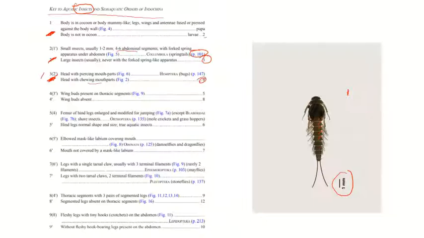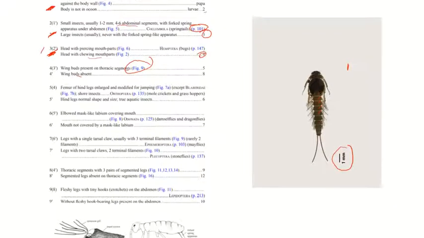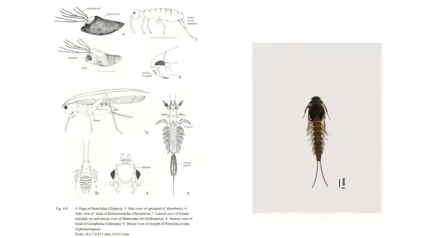So in couplet number 4, wing buds present in thoracic segments or wing buds absent. What might that mean? Let's look at figure 9 for that. Okay, so in figure 9, you can see here the wing buds there. And you can see in this illustration, in our picture, that there are wing buds. Can you see the wing buds? Okay, so we stick with wing buds present.